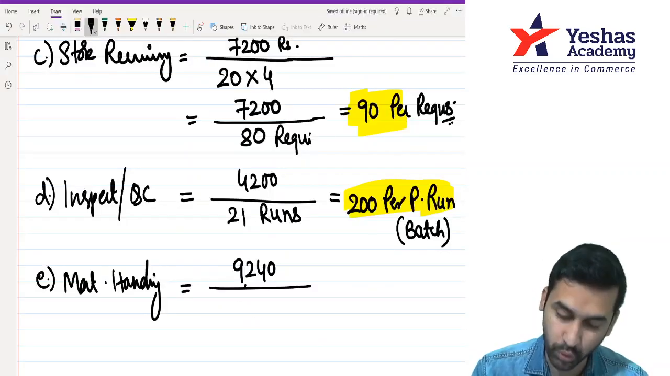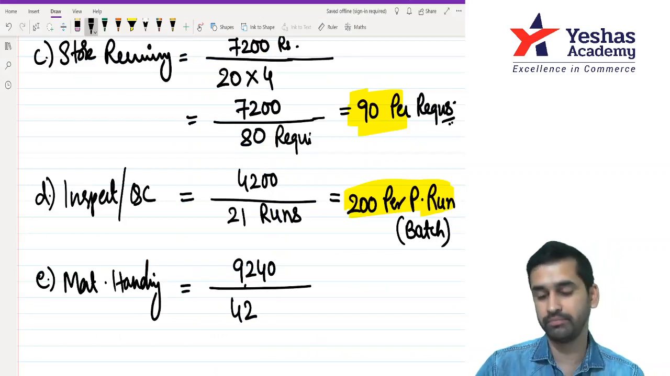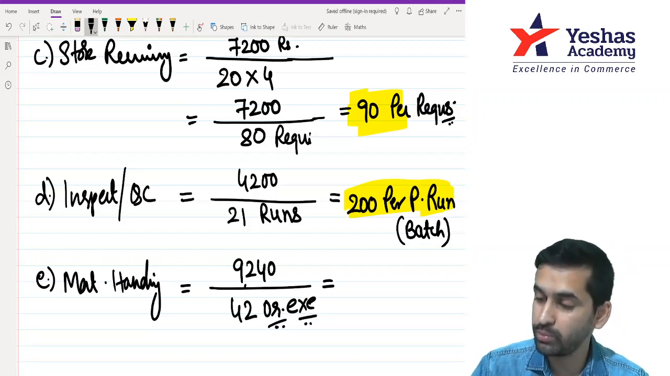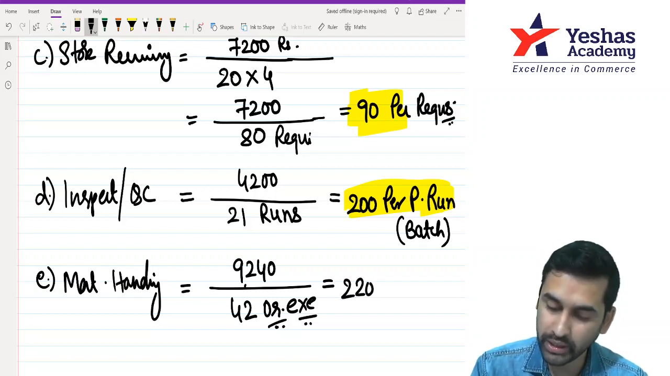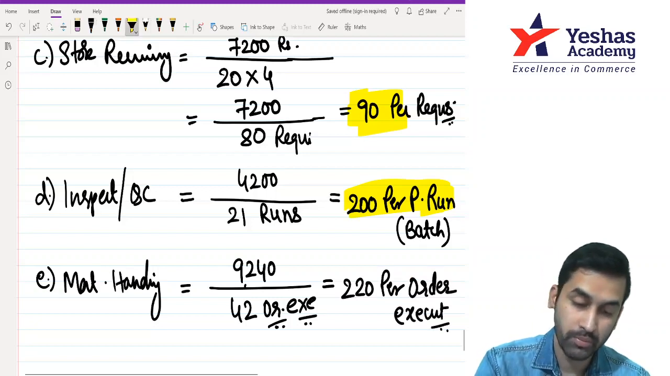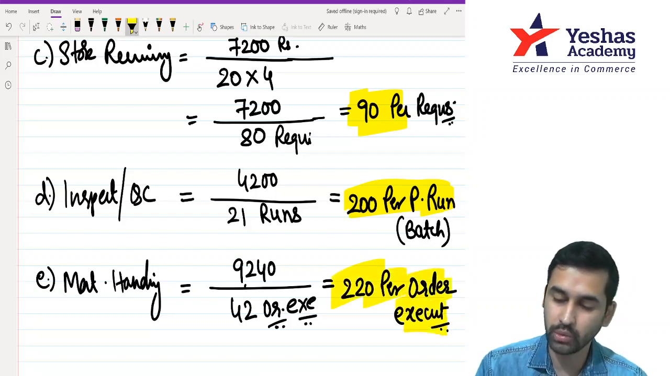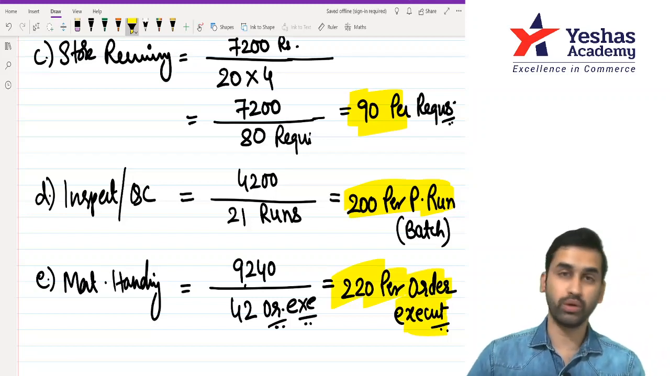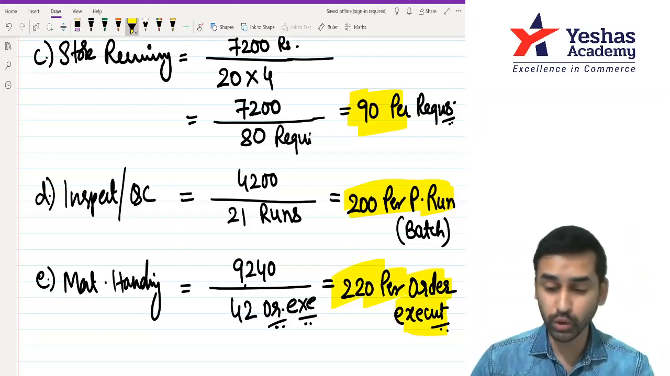So 42. Let me do it here. Divide this by 42 orders executed. So 9,240 by 40 orders. Sorry, 42 orders. I'm getting 220 per order executed. Done. Sir, all 5 overheads done, sir. Good, fantastic. Now what to do?